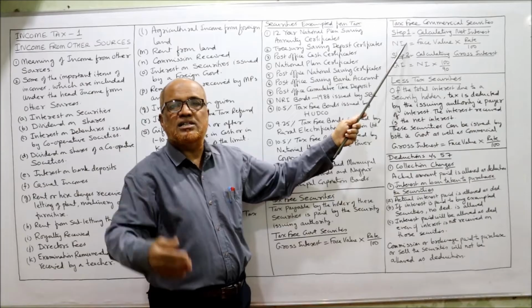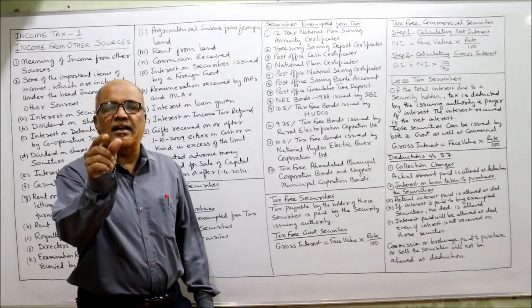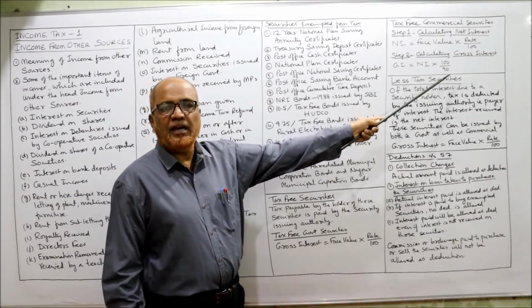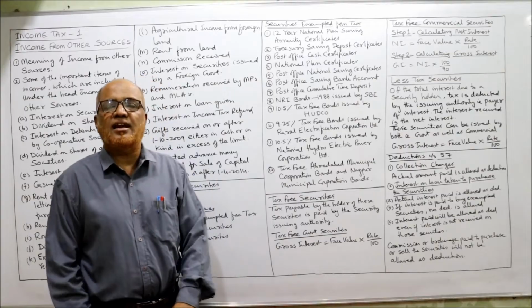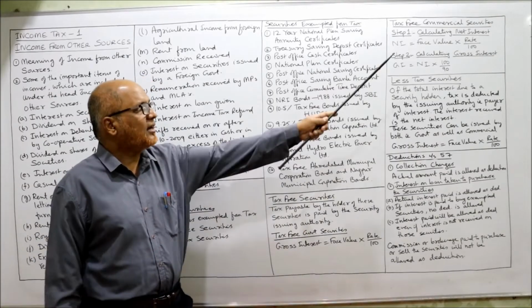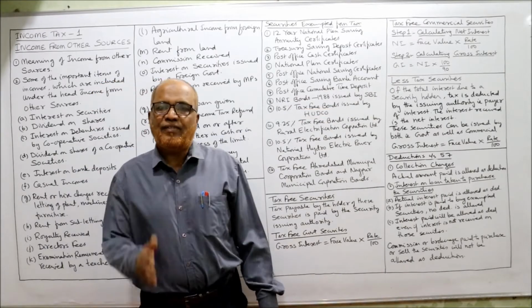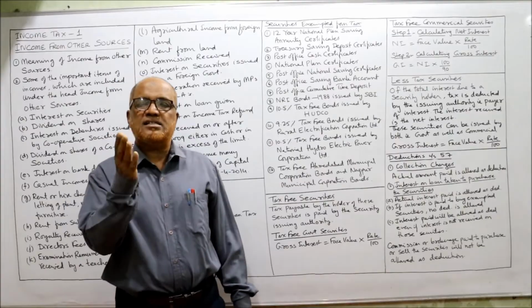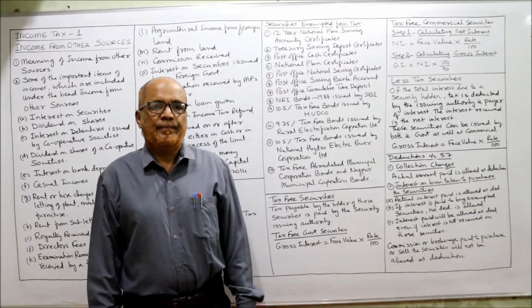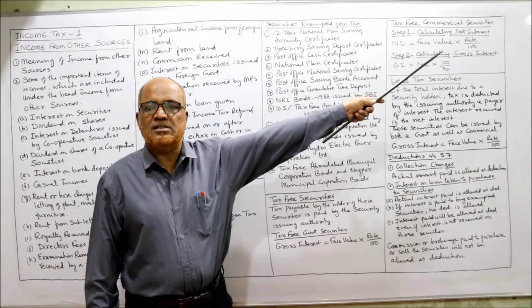Now you have to gross it up. Second step, gross interest. Gross interest is equal to net interest into 100 by 90, because 10% is the rate of TDS, tax deducted at source. So that's why 100 by 90. So these 2 steps, first calculating the net interest, second calculating the gross interest, will be applied when the tax-free commercial security is there.